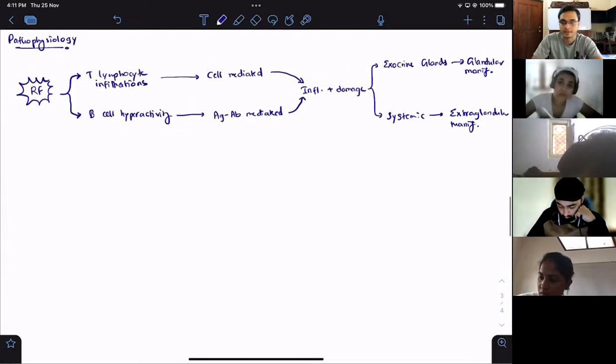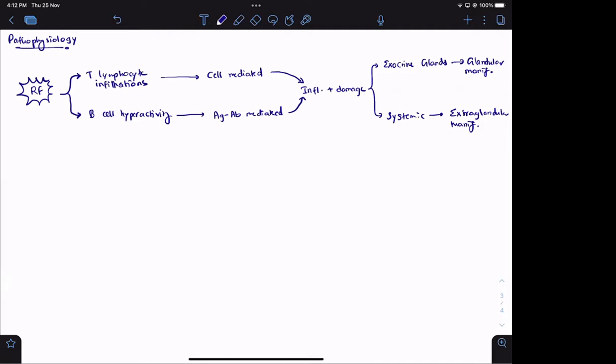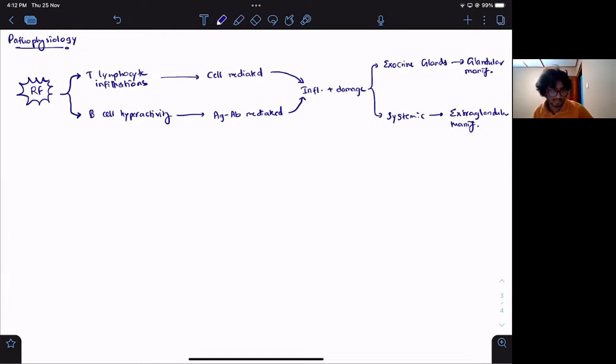Risk factors. Are you done writing? Right. Guys, turn your cameras on. Let me see your faces. Only like 5 cameras are turned on.